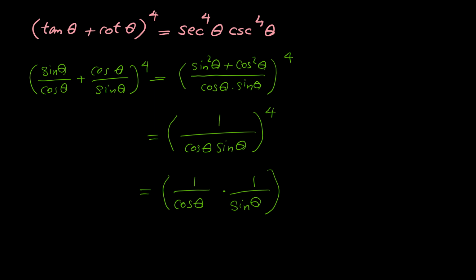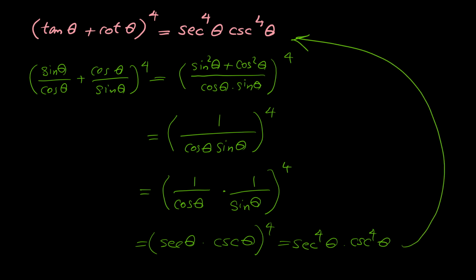To the power of 4. But maybe you wonder why I am doing this. Because 1 over cosine is secant. 1 over sine is cosecant to the 4. So then we have secant to the 4 theta, cosecant to the 4 theta. And this is the other side. So we prove this identity.